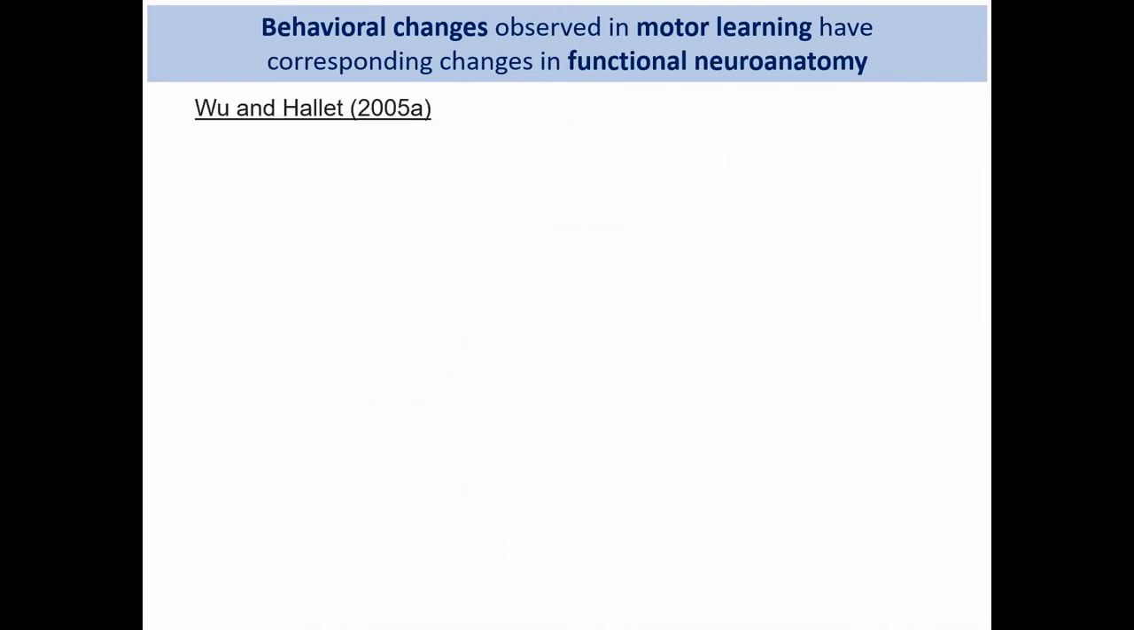On this slide and the next, we'll be looking at research by Wu and Hallett. This research looks at the functional neural changes associated with learning a task to the point that it becomes automatic. On this first slide, we'll be looking at these changes in young and old adults. On the next slide, we'll also be looking at patients affected by Parkinson's disease.